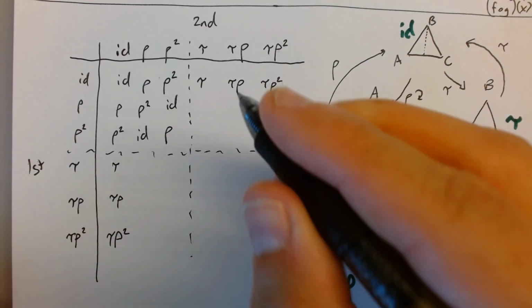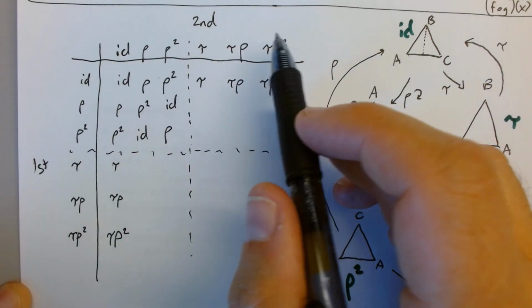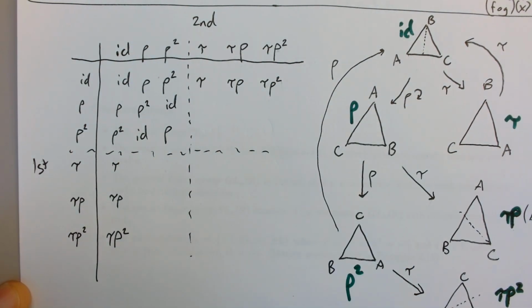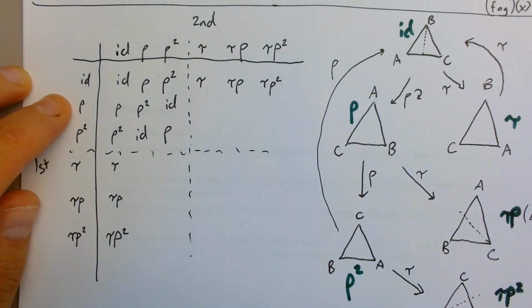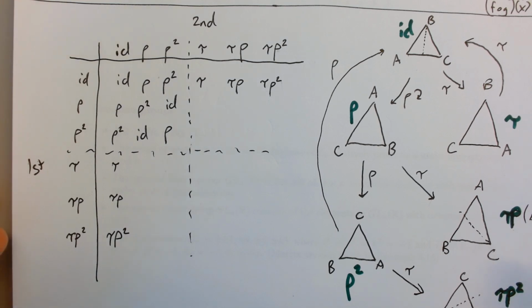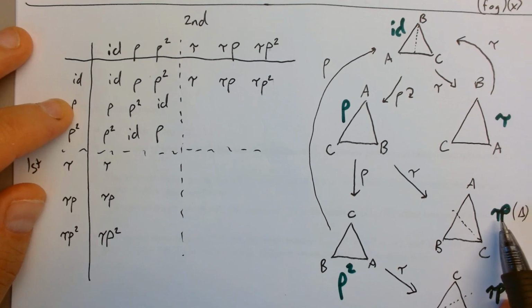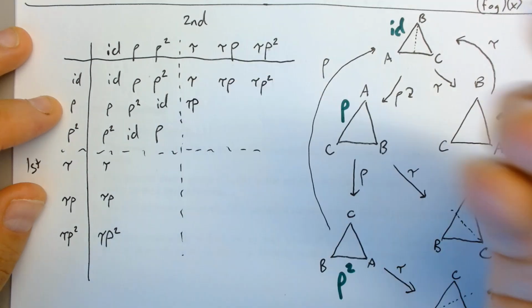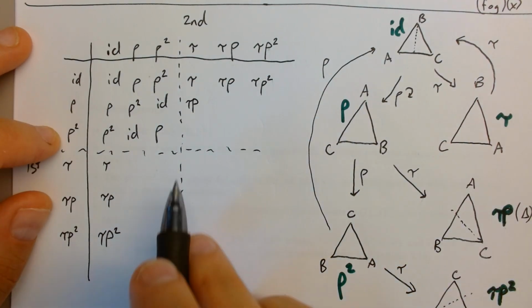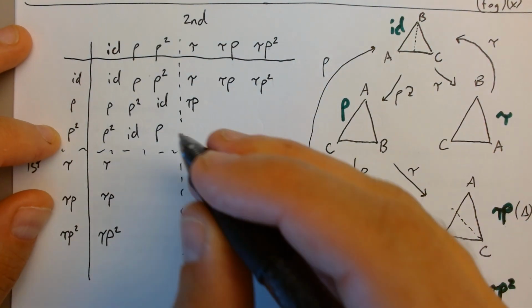Okay, so let's focus on this side now. Here, this is doing a rotation first, followed by one of the flips. So if I do rho followed by tau, that is this one, right? So that's just tau rho. And then we could do this one too. That's the natural one here too. Rho squared followed by tau is this one.